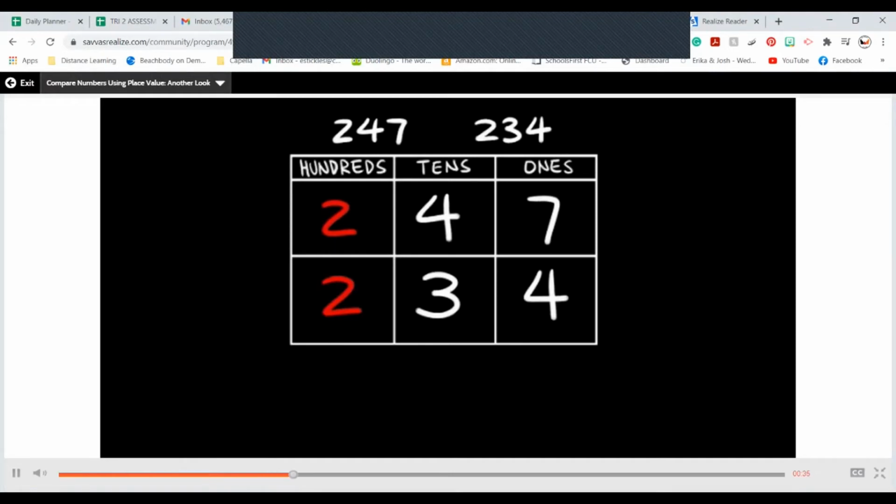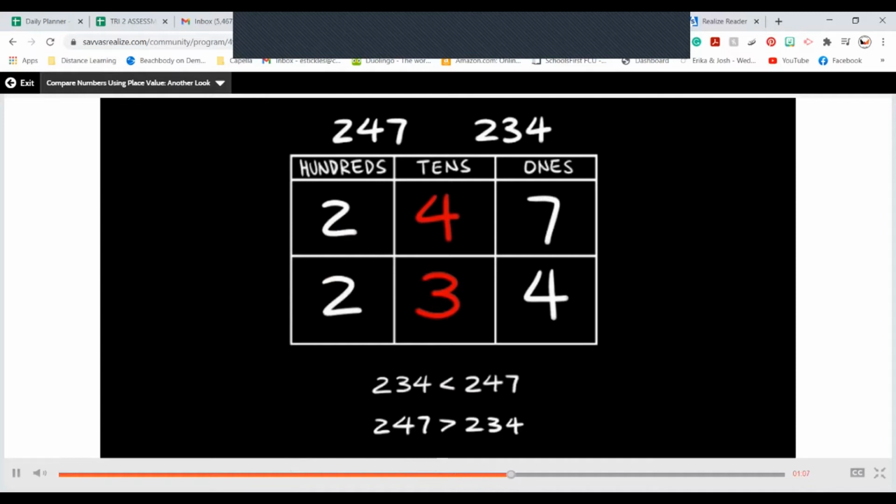Both numbers have a 2 in the hundreds place. 2 is equal to 2. That doesn't help me. So I'll move on to the tens. 4 and 3. Well, 3 is less than 4. So this means that 234 is less than 247. We use the less than symbol to show this. We can also say this as 247 is greater than 234. This time, we use the greater than symbol.